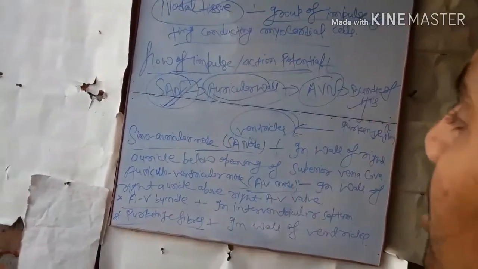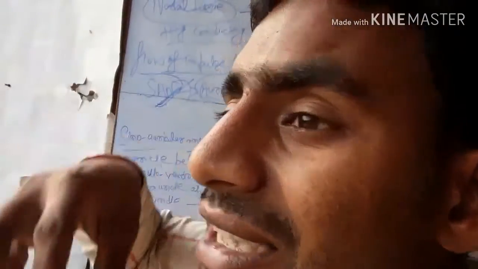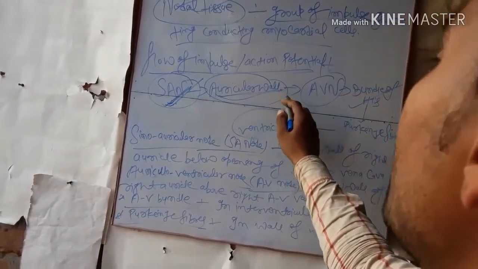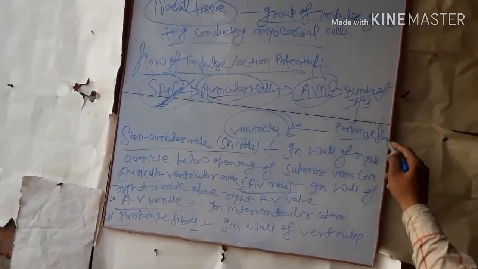This is how the flow of impulse happens. SAN is the originating center. From the SAN, the impulse flows to the auricular wall. After that, the auricular ventricular node, then the bundle of His, then the Purkinje fibers, then the ventricles.